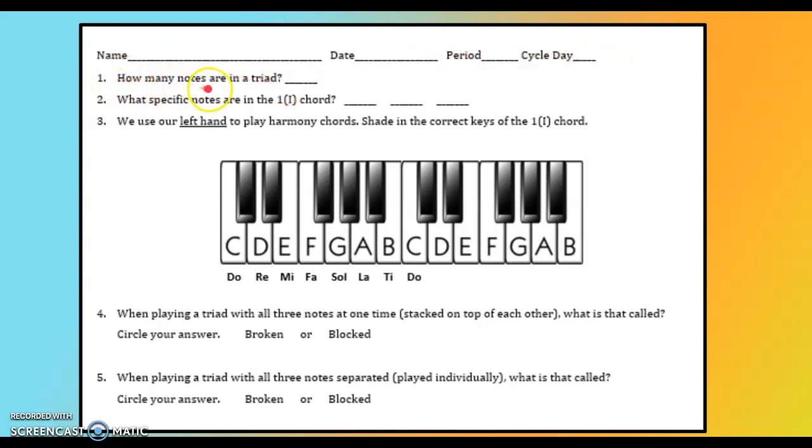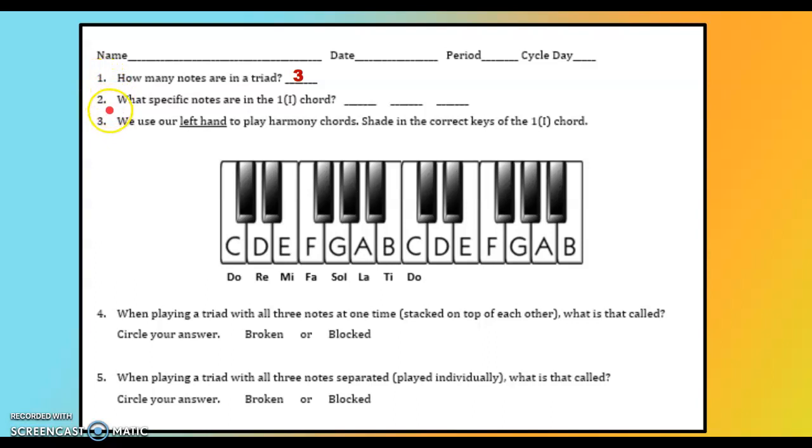Number 1, how many notes are in a triad? That word is pronounced triad. Think about the word try. It means 3. If you get the answer correct, if you had it correct on your paper, you're going to give yourself a big check mark beside the number 1. If you got it wrong, give yourself an X, but do not correct.